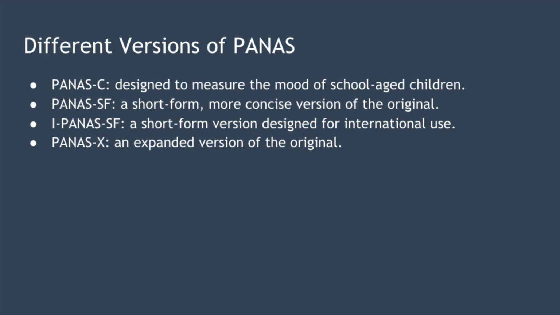Now, before we jump in and look at the model a bit more closely, there are several versions of PANAS in existence that have been built upon the original model that you maybe should be aware of. So the first is PANAS C, and that's designed to measure the mood of school-aged children. Next, we have PANAS SF, SF standing for short form. So that's a short form and more concise version of the original model.